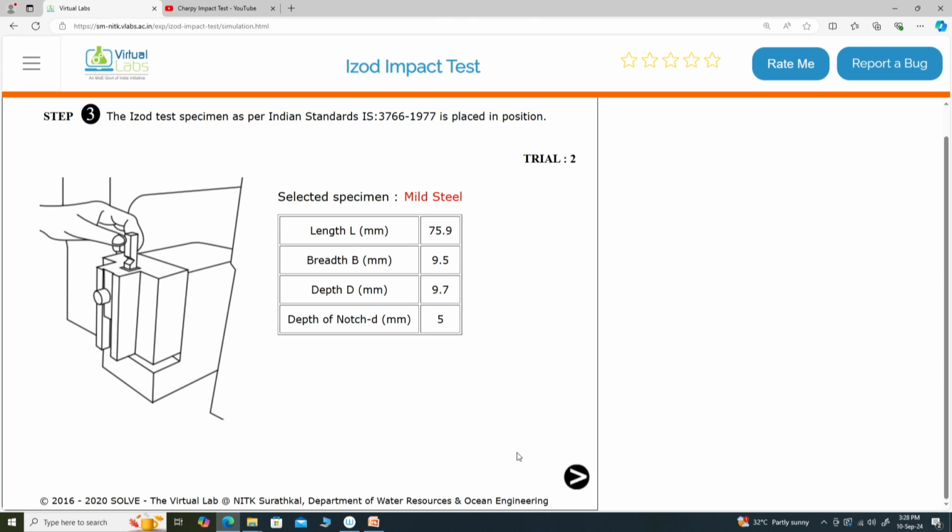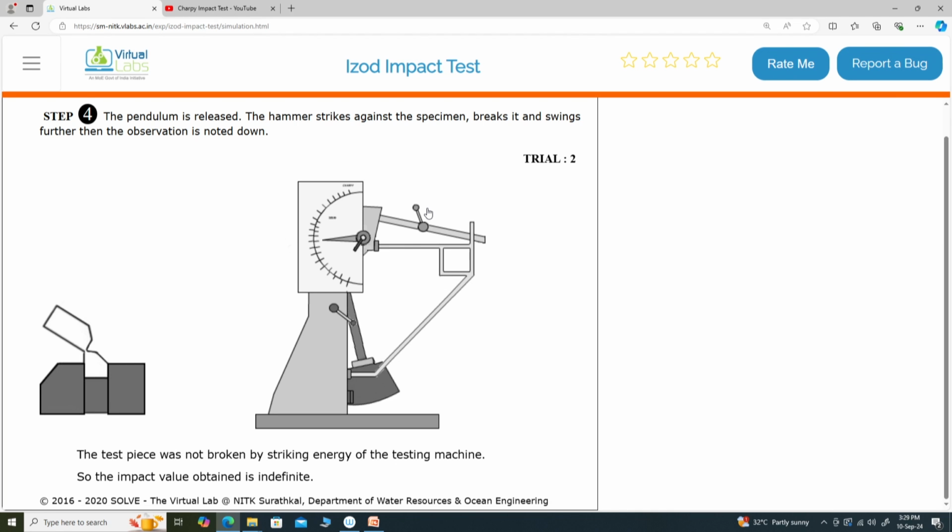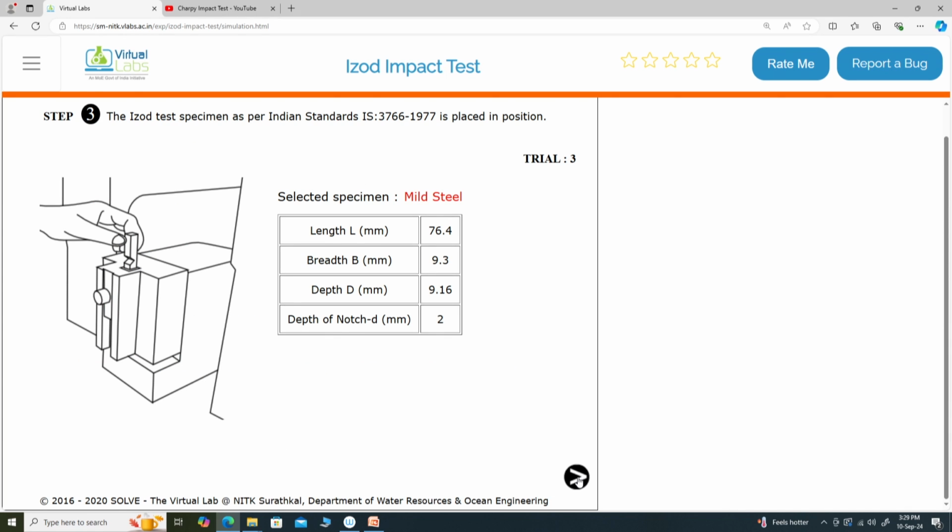Second trial, again for the same specimen size. I will release the hammer, the specimen is held here. The test piece was not broken by the striking energy of the testing machine. So, the impact value obtained is indefinite. So, this test is a fail. Let us go to the third trial now.